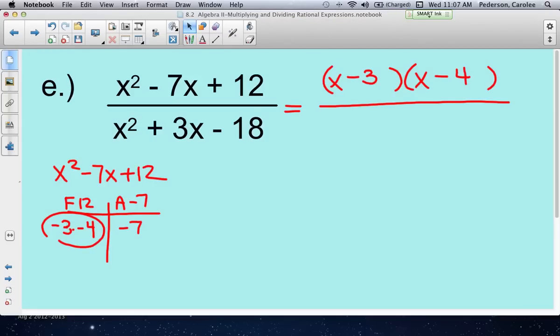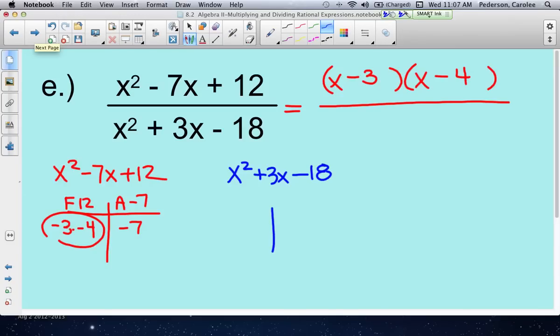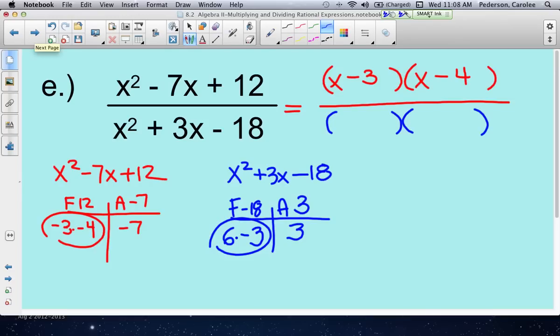Now let's go to the denominator, that polynomial. We have x squared plus 3x minus 18. Again, leading coefficient is 1, so we're going to use the T-chart method. What are the factors of C that add to B? It's positive 6, negative 3. Add them together, and we get 3. So those are the numbers we're going to work with. So I split it up, x, x, and then plus 6 minus 3.